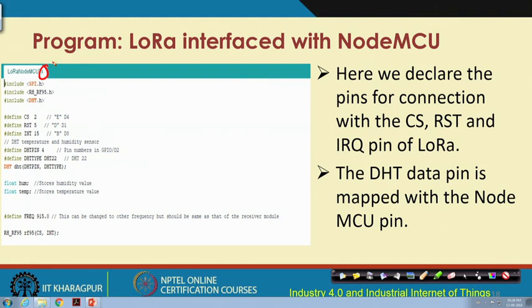As you can see over here, we have these declarations for the different pins of LoRa: CS, RST and IRQ, or interrupt. These are the different pins and their definitions are given. These are the preset values. And this data pin is also something that you will have to do. The DHT data pin will be mapped with the NodeMCU pin. This is a long code, and this snapshot shows only part of it, but this is something that will have to be done.